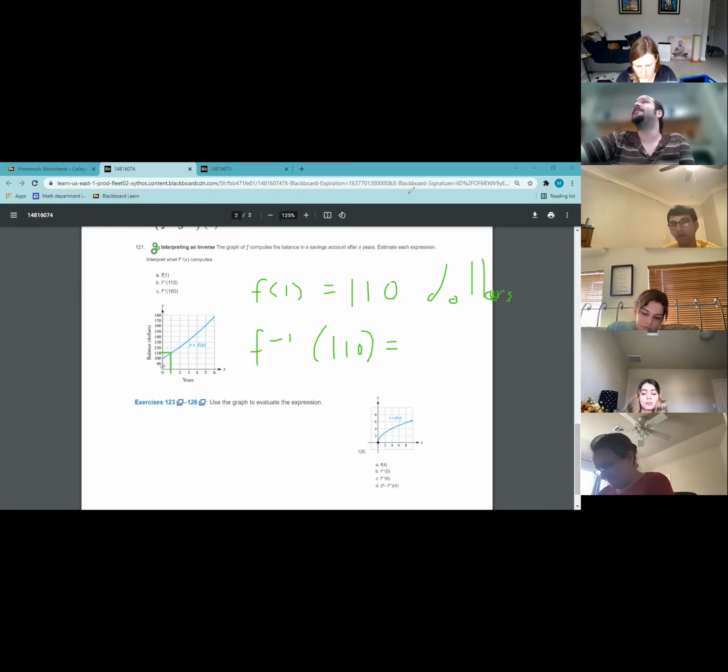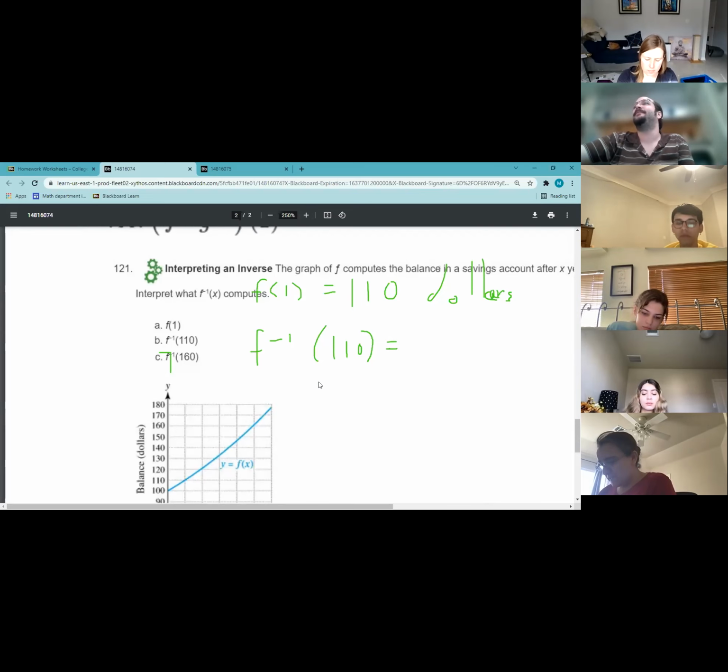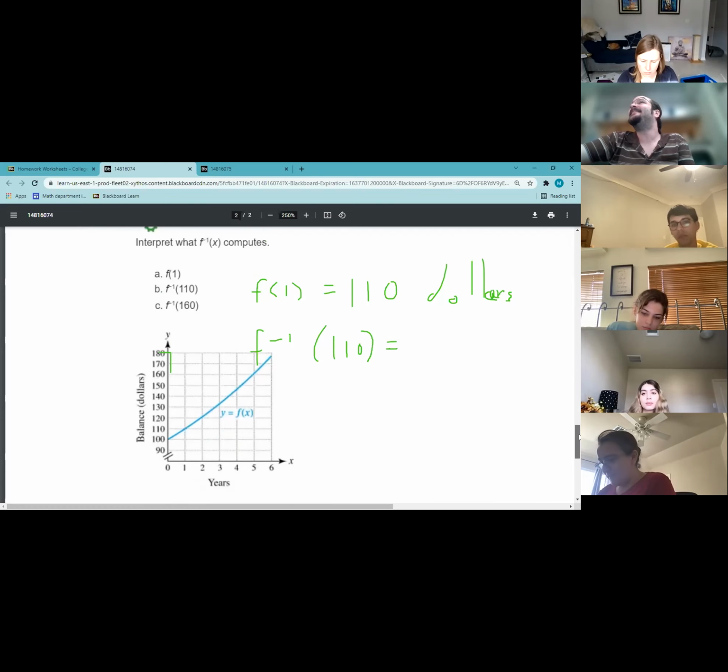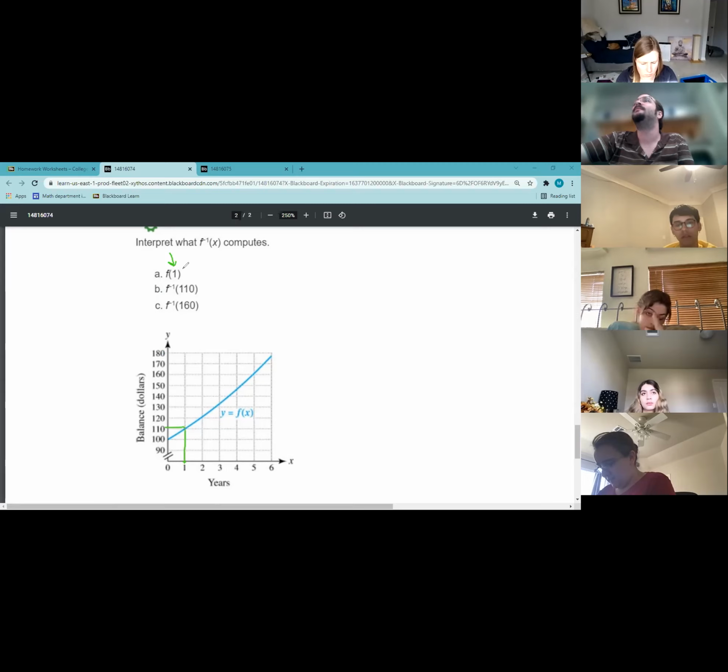Okay, so we're looking at the graph itself, right? Maybe if I zoom in on this graph, it might also help. f of 1, this is my x value that I'm plugging in. I'm plugging in an x value of 1. The correlating y value is 110. Okay. Now, if I go the other way around and I want an inverse, what's f inverse of 110? It's 1. 1 year. Yep, 1 year.